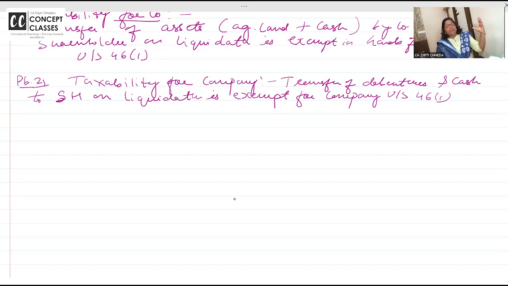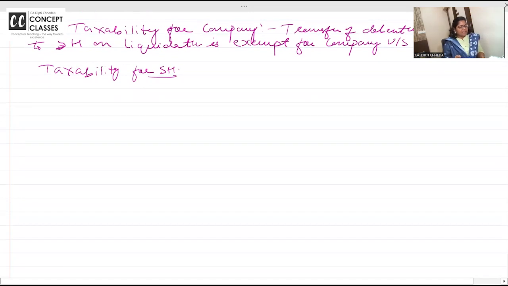The company is transferring debentures or cash to the shareholder on liquidation. Bye, we are closing the company. Is it taxable for the company? No. Now let us see the taxability for the shareholder.